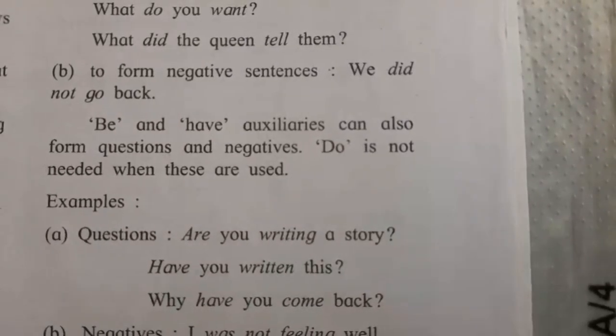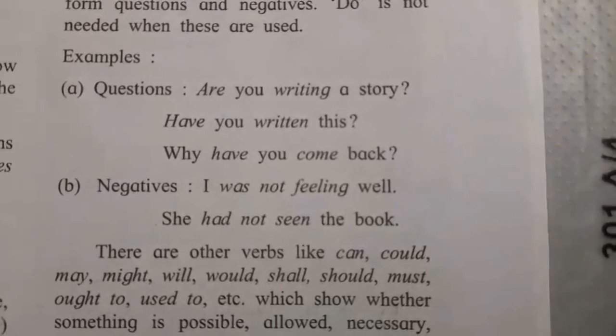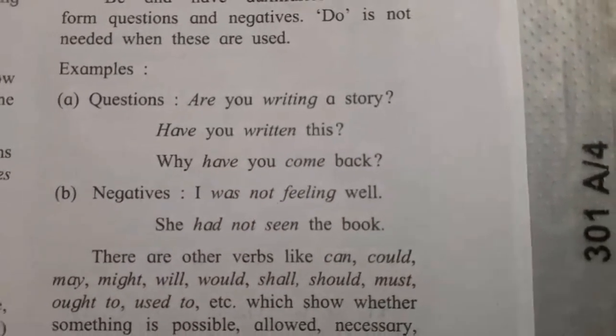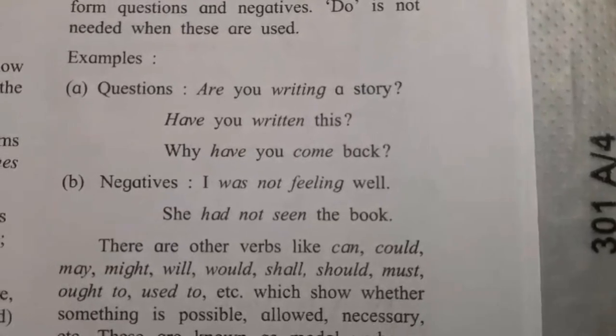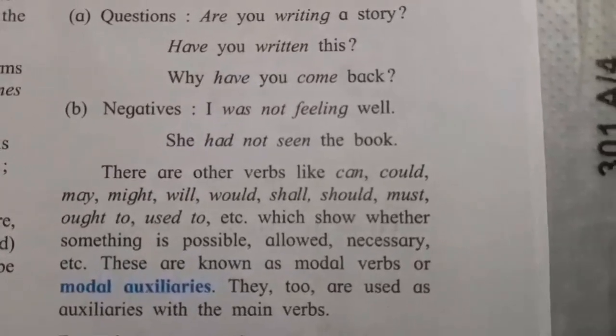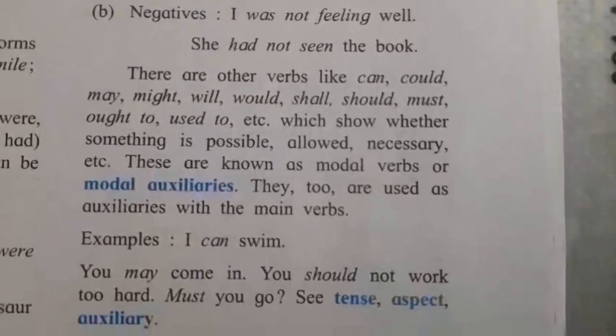Be and have auxiliaries can also form questions and negatives. Do is not needed when they are used. For example, for questions, it is: are you writing a story? Have you written this? Why have you come back? And for negatives, it is: I was not feeling well. She had not seen the book.